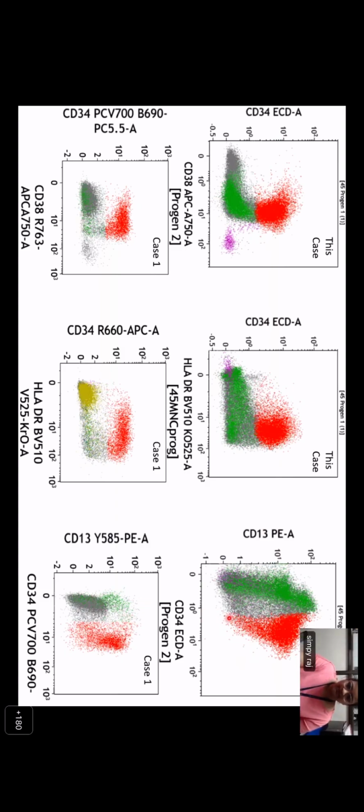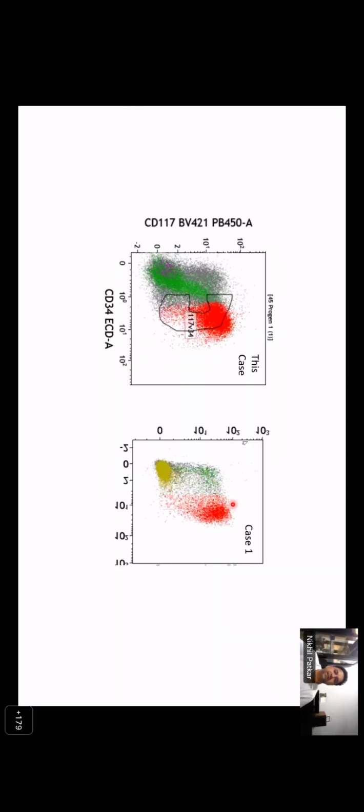CD13 is positive, but in our case, CD13 is brightly expressed as compared to the normal. And also there is an abnormal cluster there. So there are definitely some maturational abnormalities that we are seeing here. Normally we have CD117 and CD34 positivity, and the pattern is what we have gated. In our case, the CD117 is brightly expressed, and it is clustered with respect to CD34 and CD117. So there seems to be some abnormal blastic maturation.